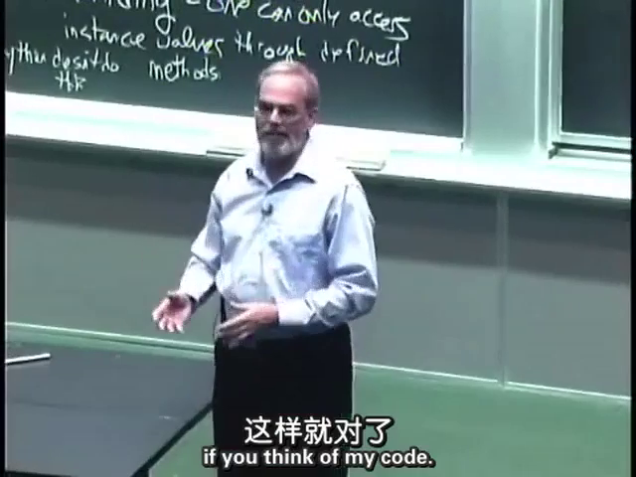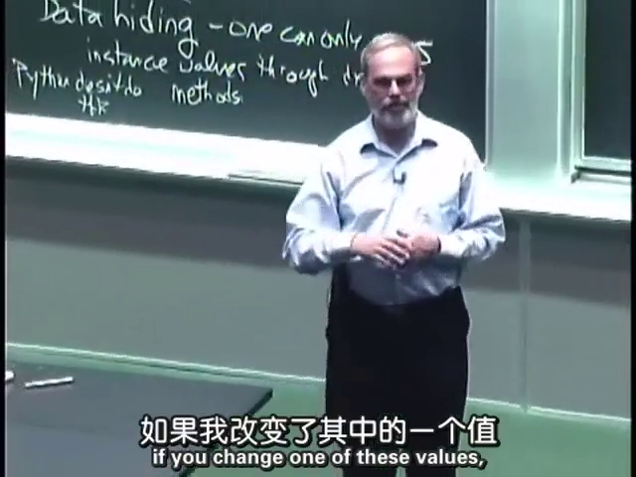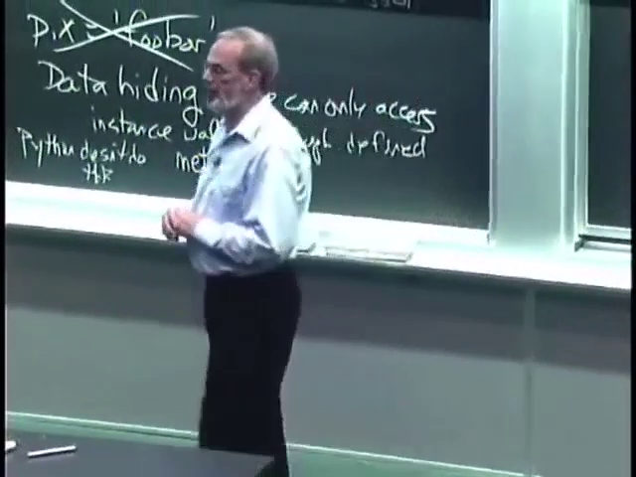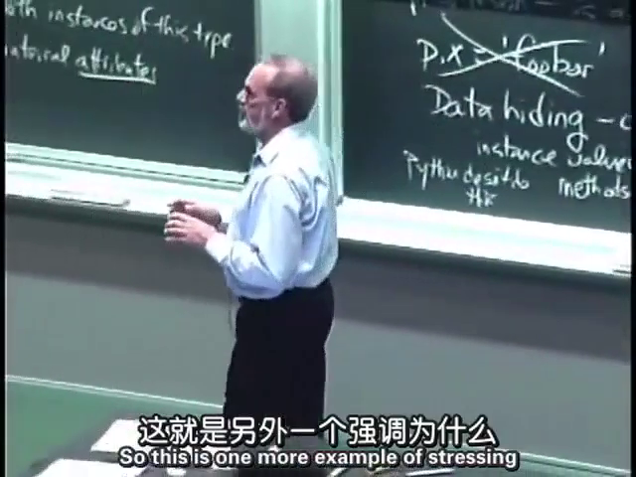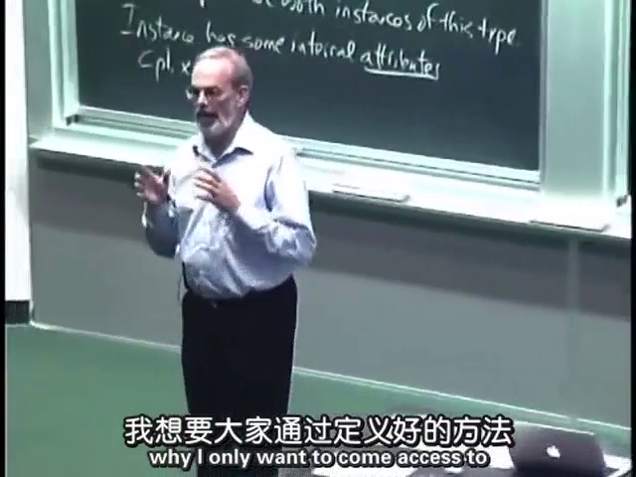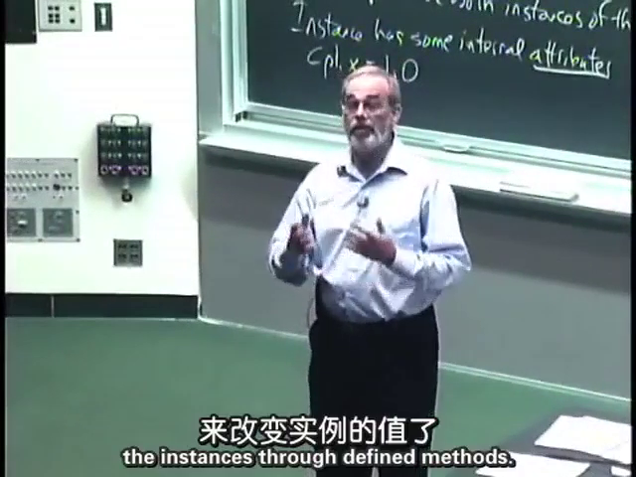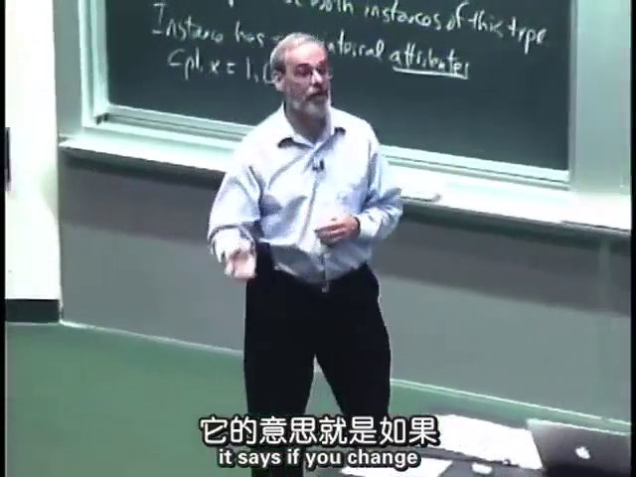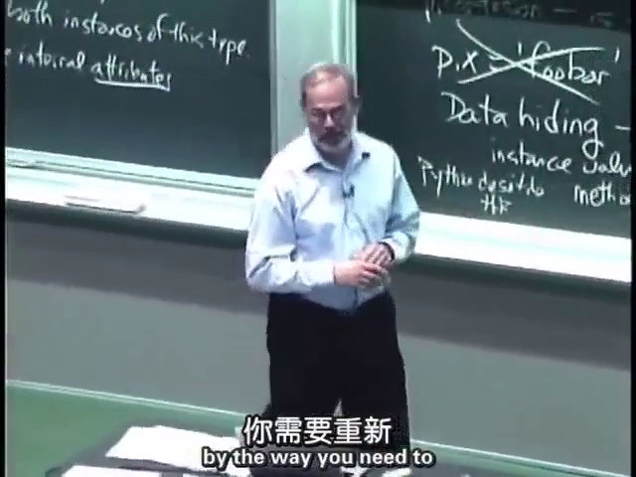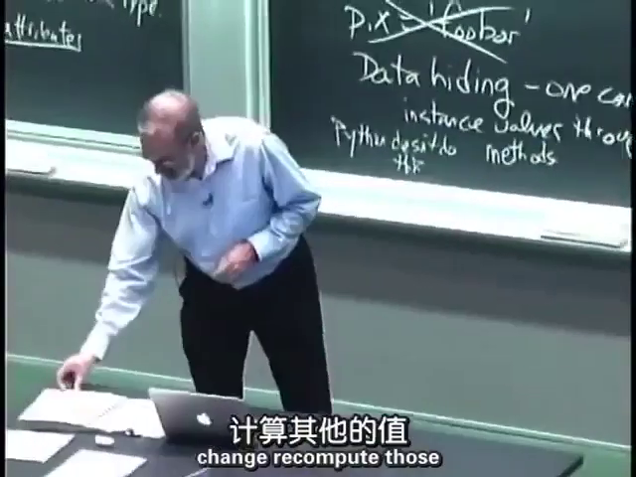Which makes sense if you think of my code. I didn't have anything in there that says if you change one of these values, other values depend on it, and I want to make that change to it. So this is one more example of stressing why I only want to access the instances through defined methods. Because I could have built that in. It says if you change the value of this thing, by the way, you need to recompute those other values in order to make this hold up.